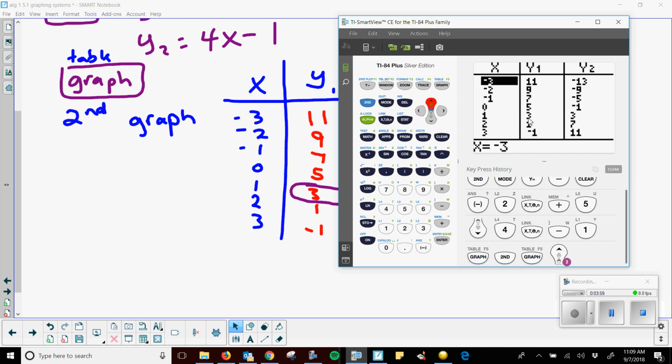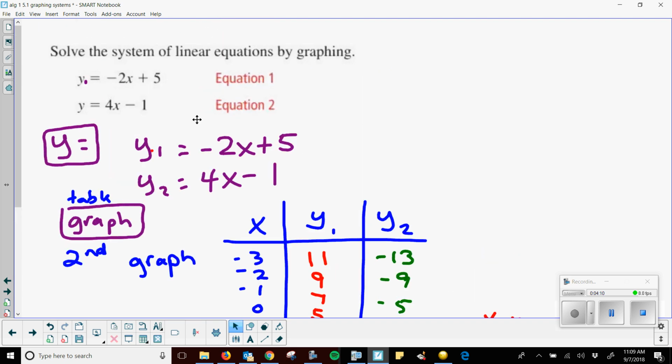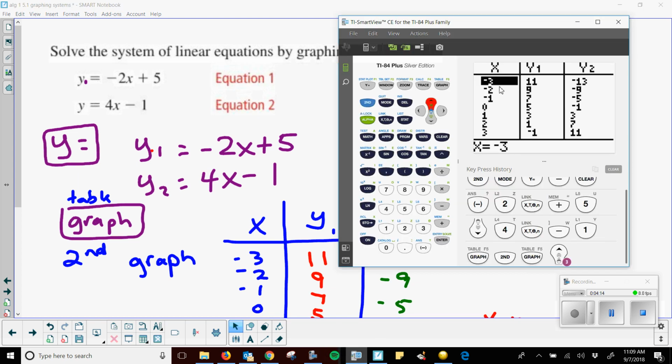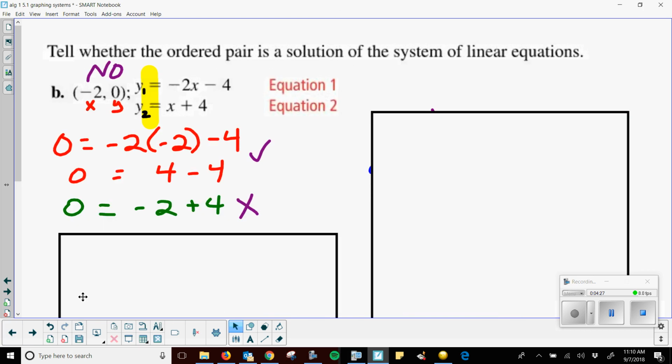Well, 1, 3 is a point for the y1 graph, and 1, 3 is a point for the y2 graph. This is where they cross, at 1, 3. At x is 1 and y is 3 is where these 2 cross. And the table in your calculator can help you get that fairly quickly. The graph, you can kind of see maybe it should be 1, 3, but the table will help you get it exactly. Now, let's go back here.